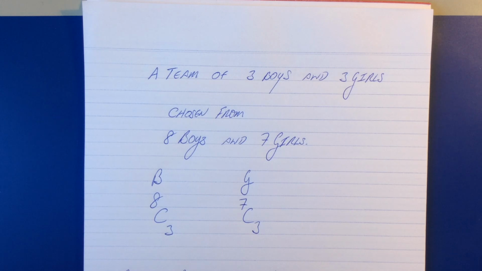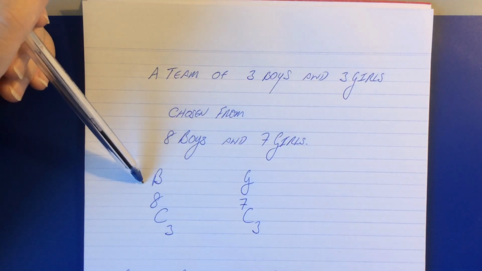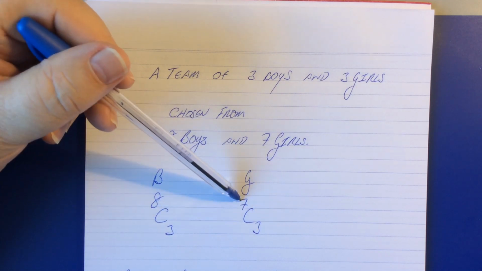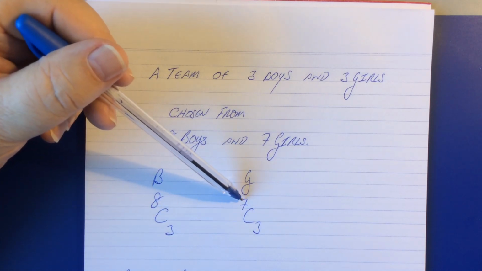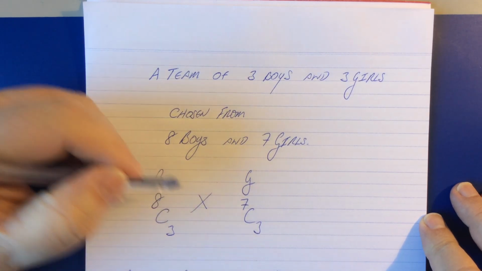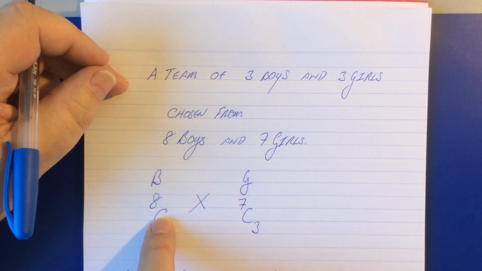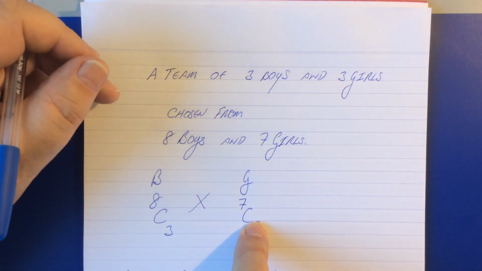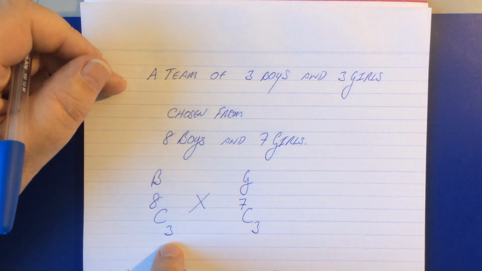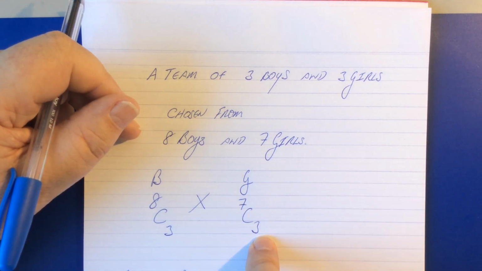Right. So we have 8 boys and 7 girls. We have to choose 3 boys from the 8. That's this setup here. And we have to choose 3 girls from the 7. The important thing to note here is that our answer will be this multiplied by this, because it is all of these possible combinations matched up against all of these possible combinations.